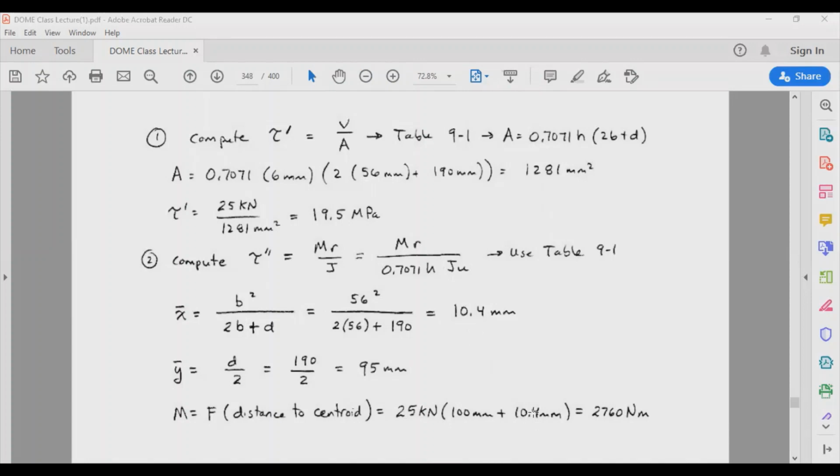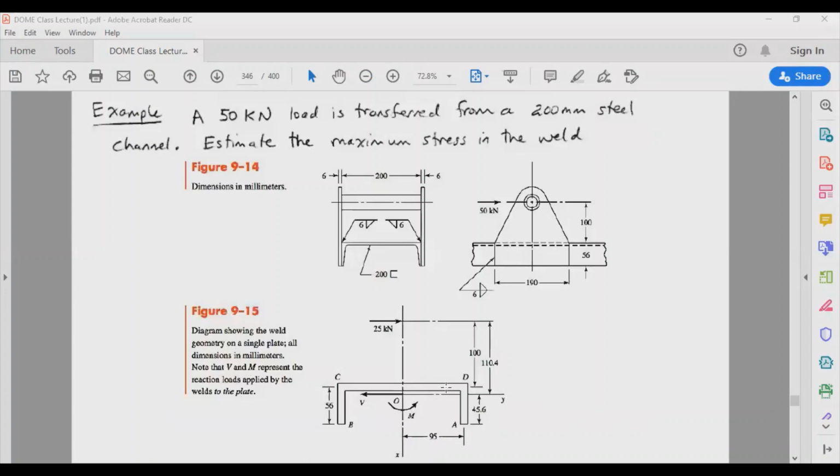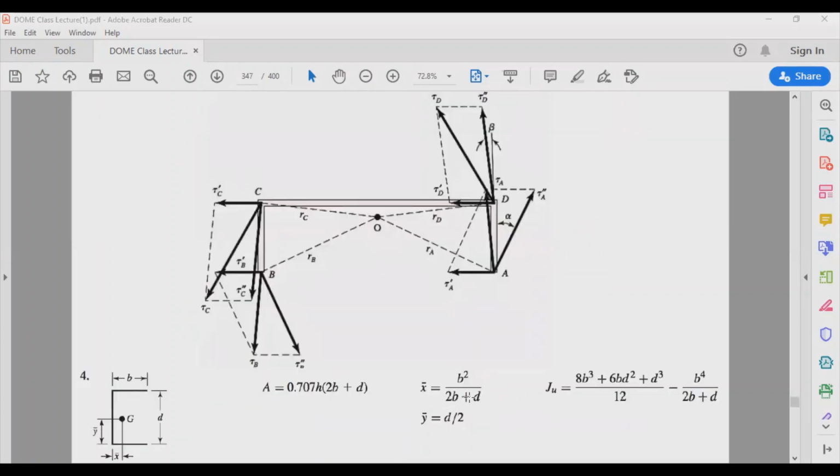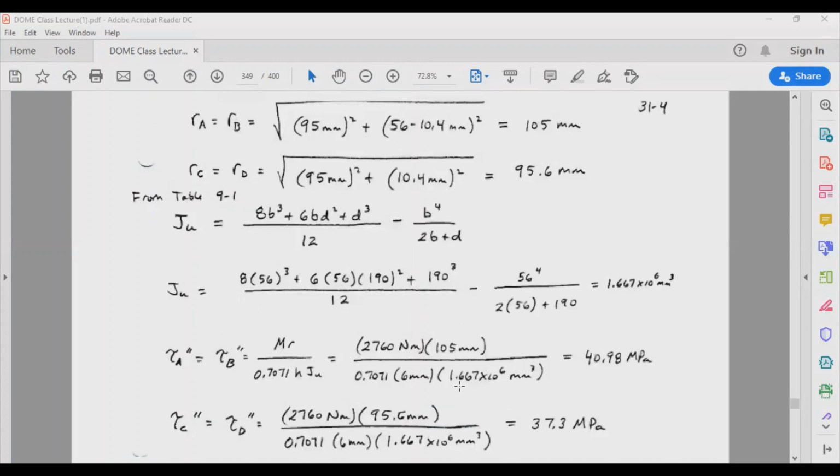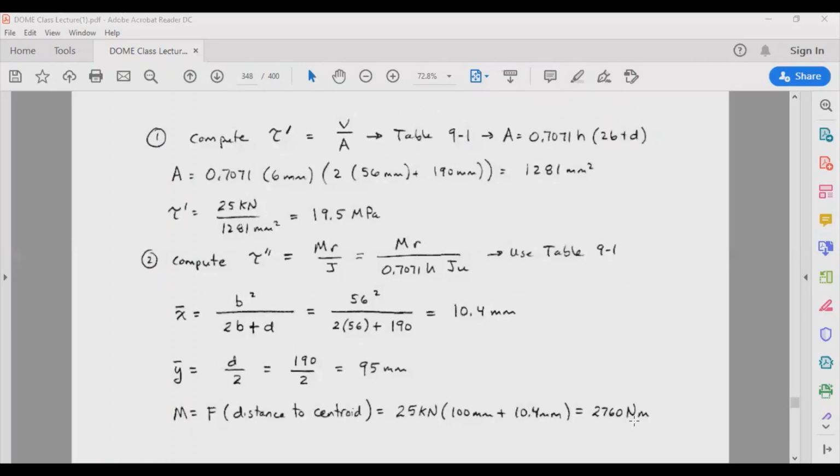So X bar is equal to 10.4, right? But we still need to add that 100 millimeter, because 100 millimeter is going to be that distance, the offset from the force to the weld. So 100, and then you're adding to it this X bar. So that is your moment, which you are going to use in your secondary shearing, right?